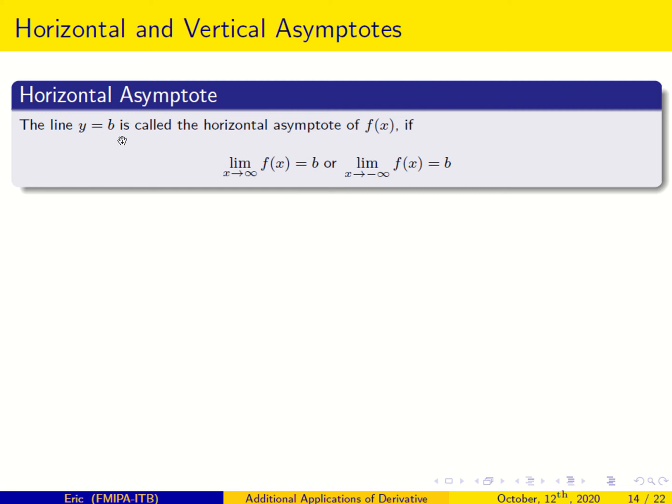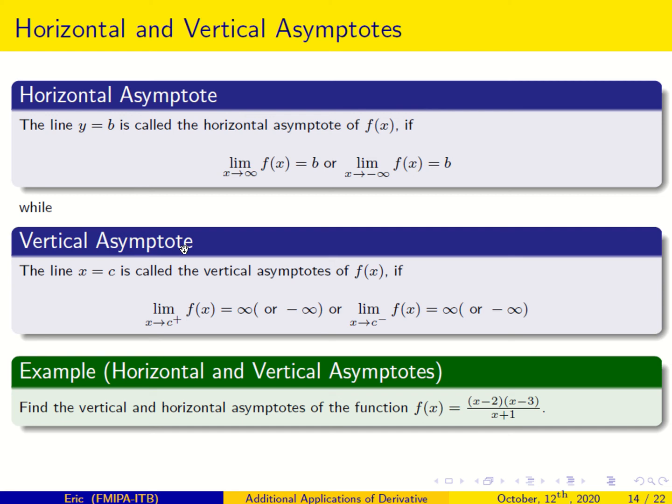The line y equals b is called the horizontal asymptote if the limit of f(x) as x goes to infinity is b, so the value of f when x gets bigger and bigger becomes b. And when x gets smaller and smaller, the value of f, the height, will go to b. So we call y equals b the horizontal asymptote of f(x). Of course, in general, the horizontal asymptotes for x going to infinity and x going to minus infinity are different.